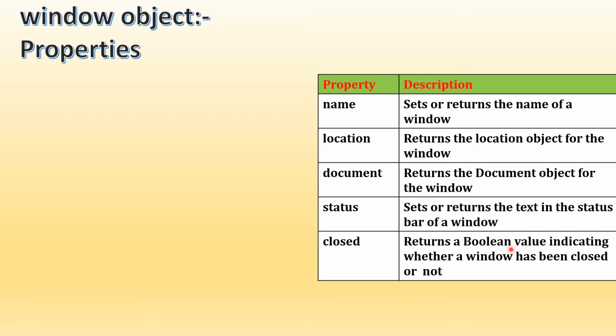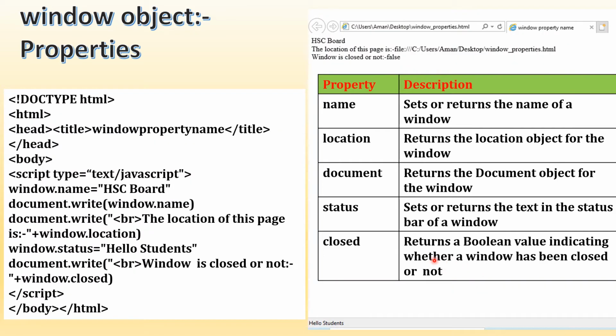Closed returns a Boolean value. Boolean value means a true or false value, which tells whether the current window has been closed or not. If it is closed, it will give you true. If it is not closed, it will give you a false value. Now here we see it with an example.